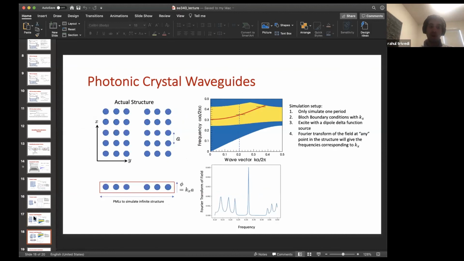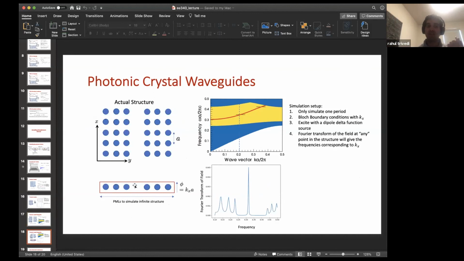You take one period, which is going to be one unit cell in the x direction, but along the other direction, it is going to be an infinitely long simulation in principle, but you can terminate it with some kind of perfectly matched layer in one direction. So you impose PMLs in this direction, and you impose Bloch boundary conditions in the other direction, right? And you do the same exercise.